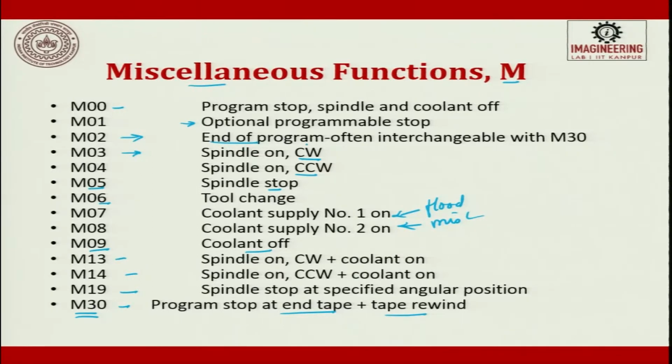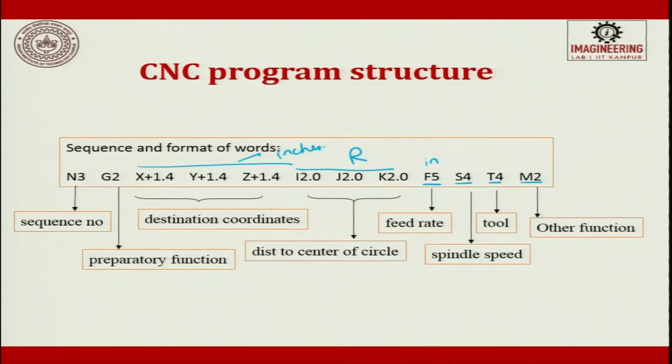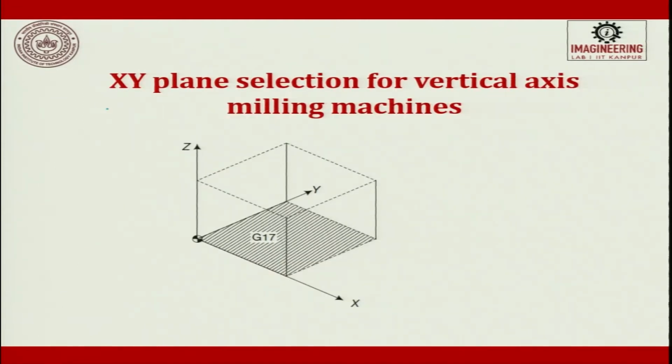What is the miscellaneous function? M02 is end of program, often interchangeable with M30. So, you can give M02 or M30. In this block you should understand that the M code will almost always be written at the last. You just follow this sequence in a fixed block, so you will have to fill in all the X, Y, Z data.